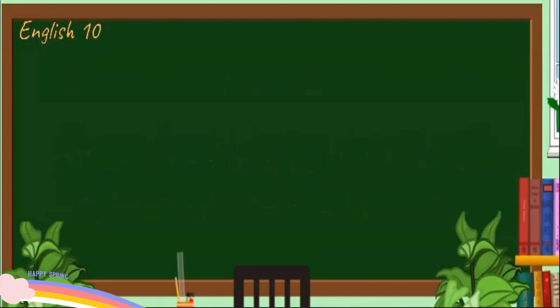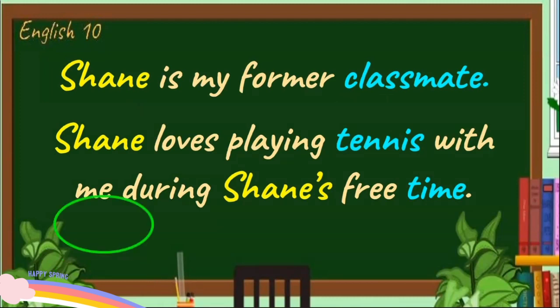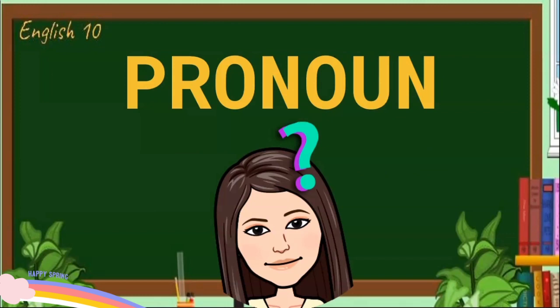Yes, you heard it right. Shane is a name. And if you would recall, names of people, places, things, or events, we call that nouns. And trying to look closely, there are several nouns in this sentence. We have Shane, classmate, tennis, and time. So these are all nouns. These are all names. So then where is the pronoun?